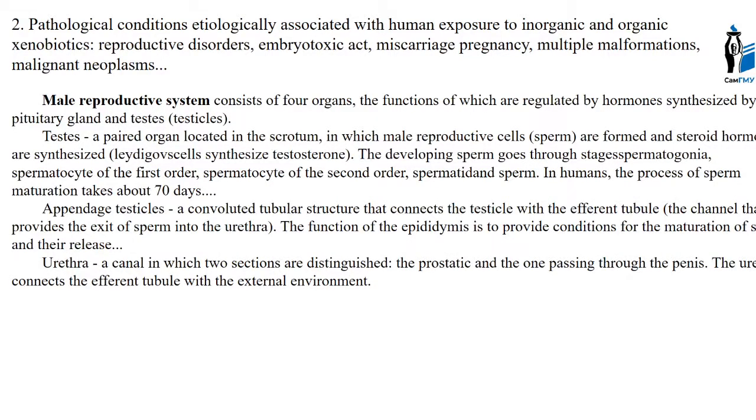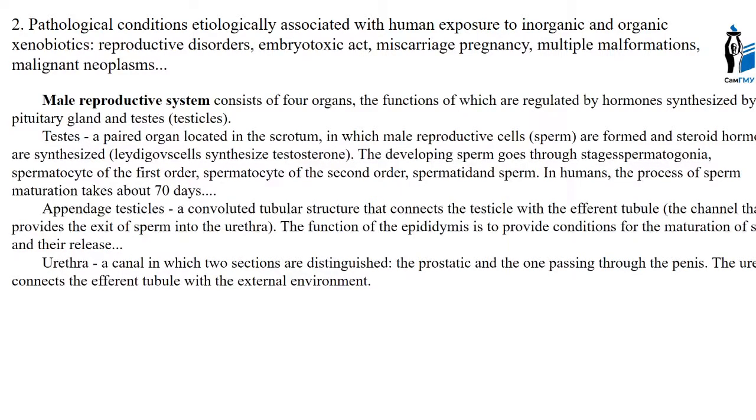The male reproductive system consists of four organs, the functions of which are regulated by hormones synthesized by the pituitary gland. The testes, or testicles, are paired organs located in the scrotum, in which male reproductive cells, sperm, are formed and steroid hormones are synthesized. Leydig cells synthesize testosterone.